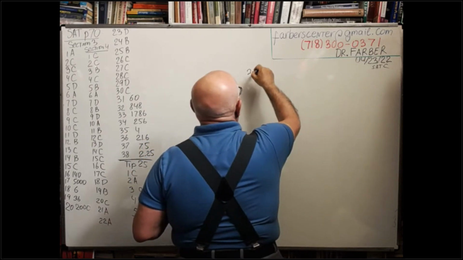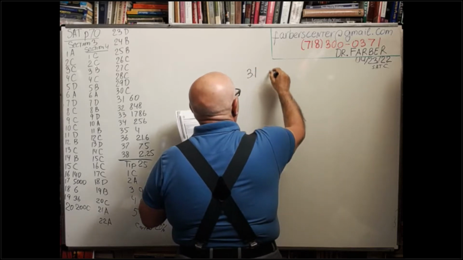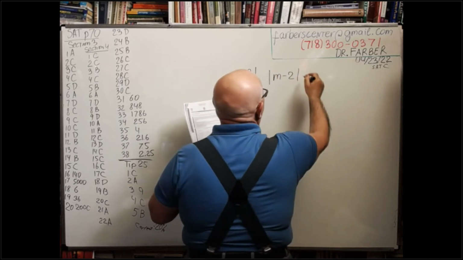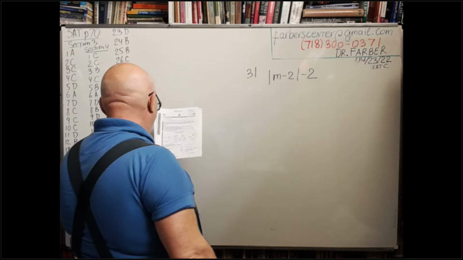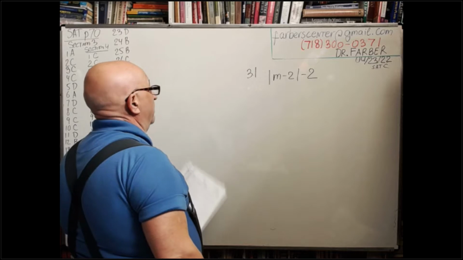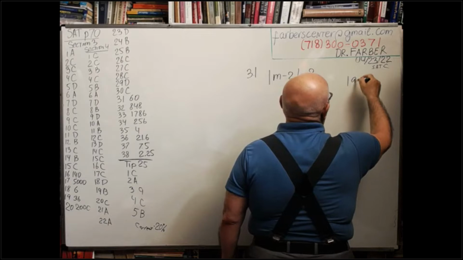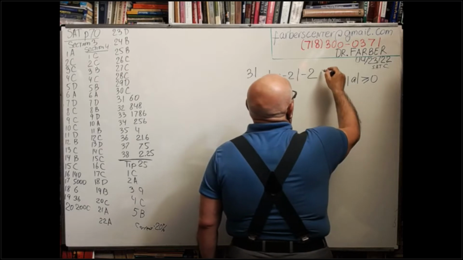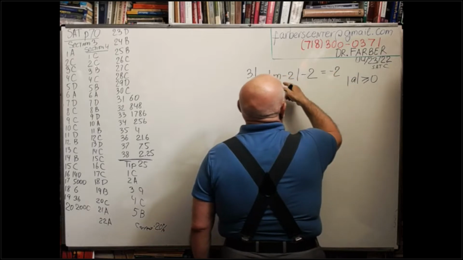Section 3, number 1. You have the absolute value of m minus 2, minus 2, and the following is equal to negative 2 for some value of m. Look at this. You know by definition that the absolute value of any number is always greater than or equal to 0. In order to have this equal to what they ask you, negative 2, this must be 0.